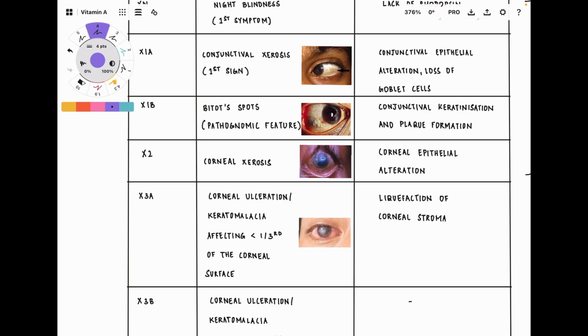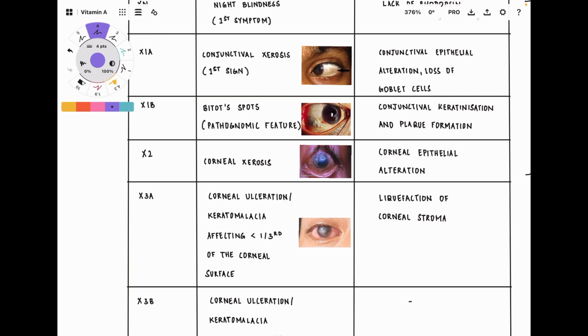Next stage is X1B. Here we can see Bitot spots. One liner which is important here is that it is the pathognomonic feature of vitamin A deficiency. It happens due to conjunctival keratinization and plaque formation.